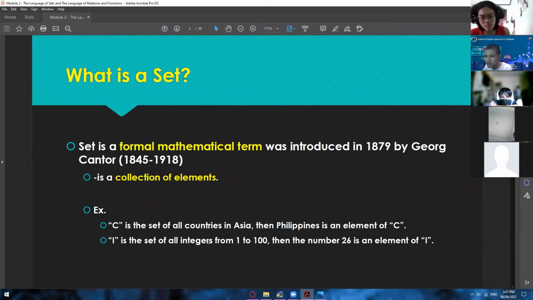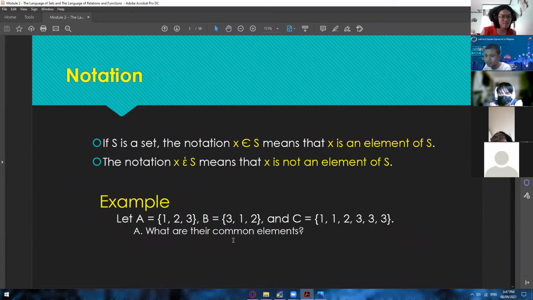And how about 101? Can we say 101 is an element of I? No, sir. Of course not, right? So a set also has a limitation. A set could be finite. Sometimes it doesn't have a limit, but mostly it has a boundary or a limit, just like this one, from 1 to 100 only, and specifically integers only, no decimals.